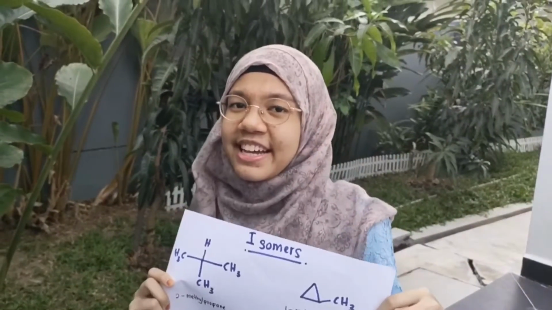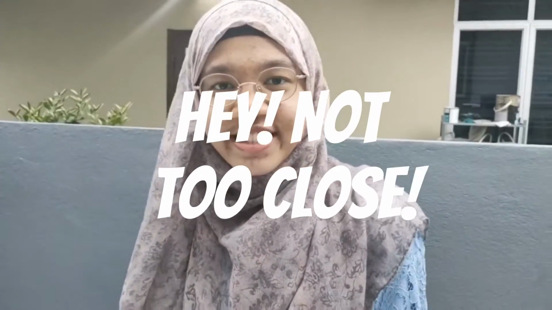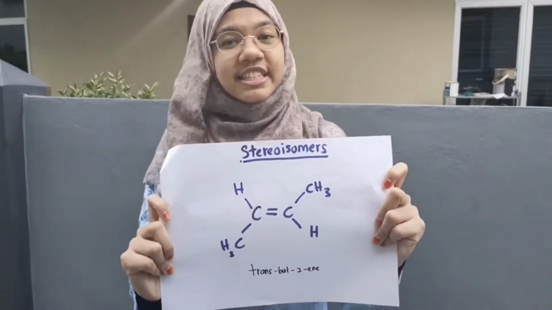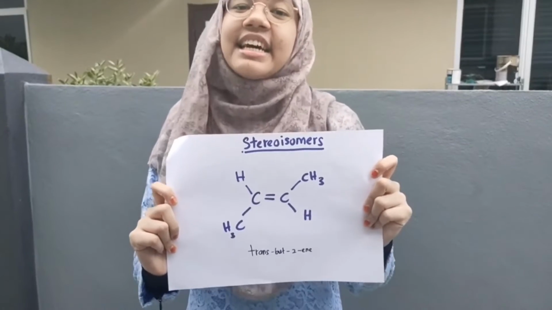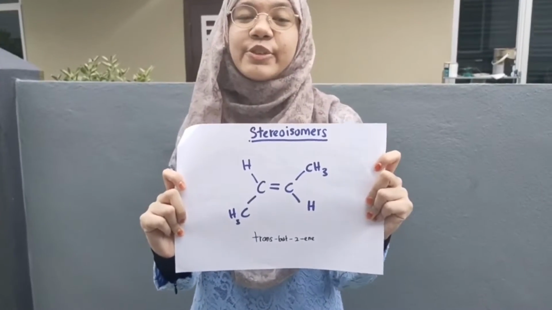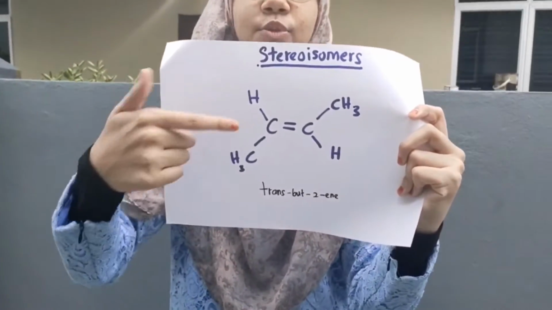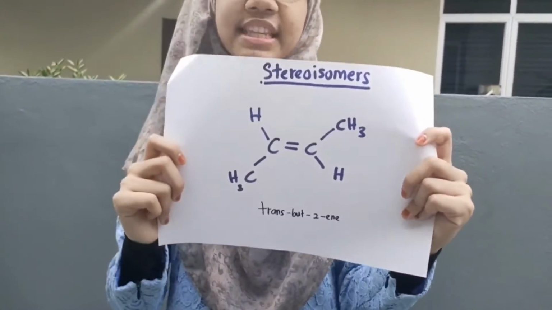What about stereo isomers, guys? Hey, not too close. Why? Oh, I forgot to tell you. You want to know about the stereo isomer, right? For compound A, does it exist? Yes, definitely, because compound A is cis-but-2-ene. Now, the stereo isomer for compound A is trans-but-2-ene. Of course, if the cis form exists, the trans form also exists. So what's the difference? As you can see here, trans-but-2-ene has 2 methyl groups that attach to the different side of the double bond.